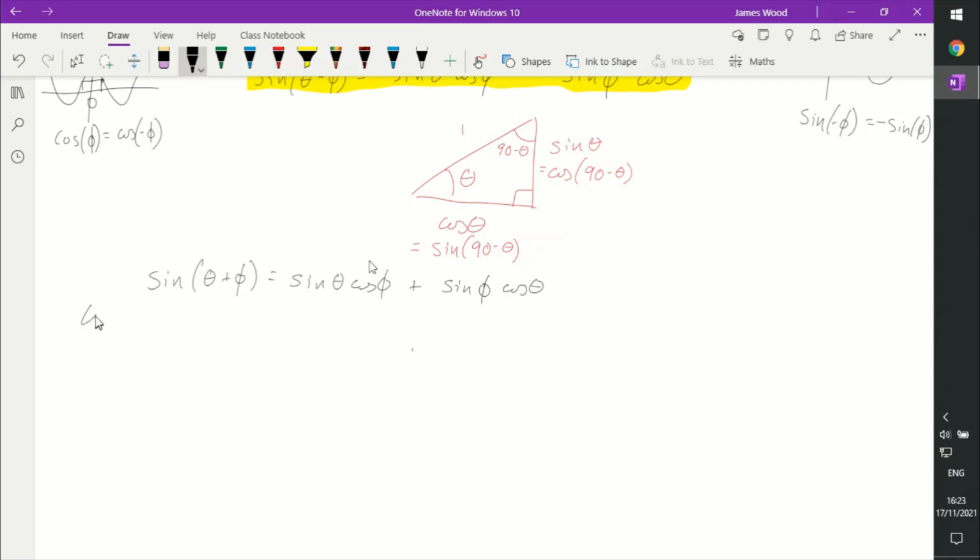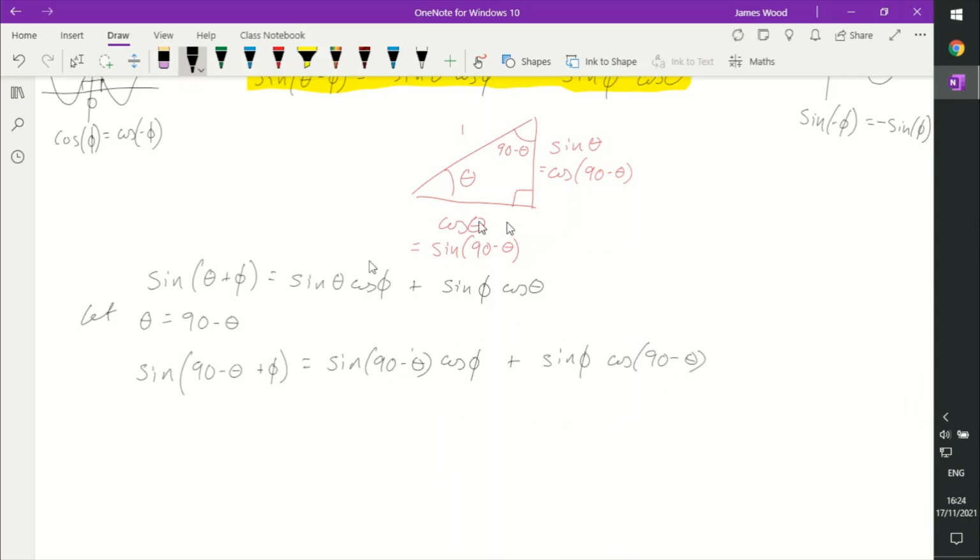And now what we're going to do is let theta become 90 minus theta, because then we can use that to change between sine and cos. So the bit on the left is going to become sine of 90 minus theta plus phi. I've just replaced the theta with 90 minus theta, which equals sine of 90 minus theta times cos phi plus sine phi times cos of 90 minus theta.